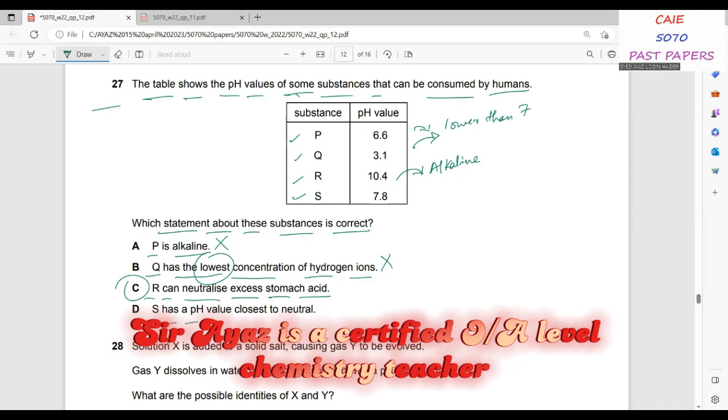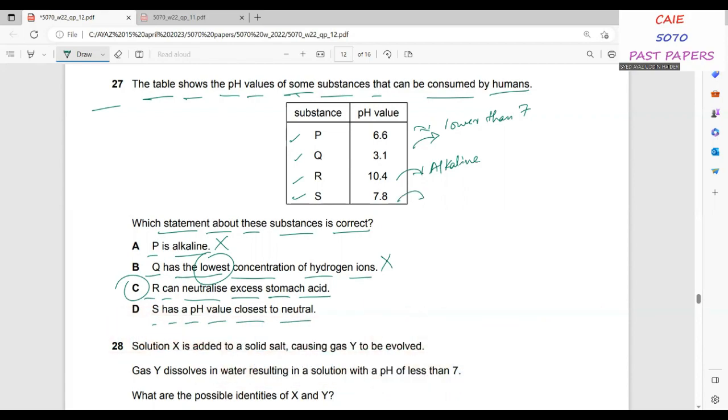D, S has a pH value closest to neutral. This is not closest to neutral because neutral pH is 7. So C will be the right answer for this question.